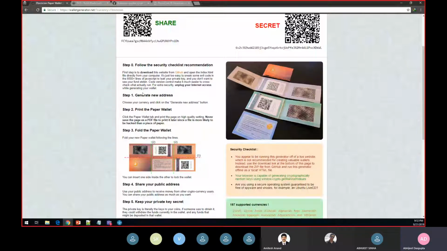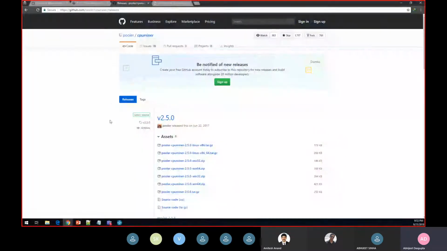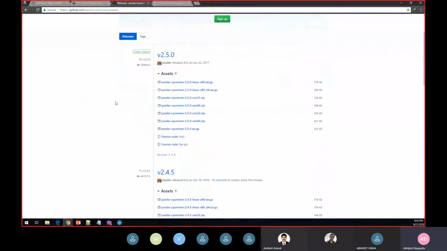The miner that we are going to be using is called a CPU miner. We will be attaching all the links of these sites to the YouTube video that we post; in the description we will be putting all the URLs that we are using. So this is the particular link in GitHub where you can download the latest version of the CPU miner for the operating system that you want to use. Generally, the miner is available for Linux, Mac OS and Windows.